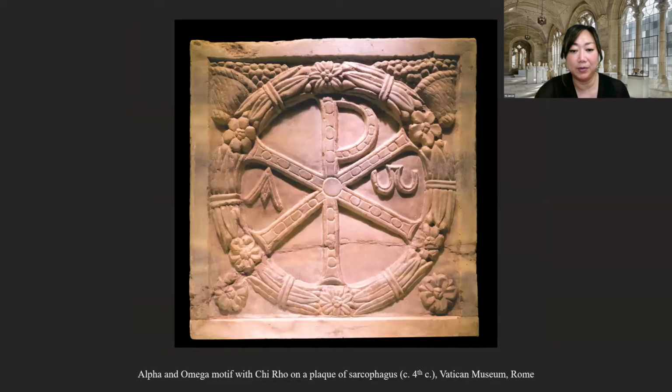You'll also see it in something like this. This is also 4th century, on a plaque of a sarcophagus. Here we have a wreath and a giant chi rho, and within it, within the bars of the chi, is the alpha and the omega.